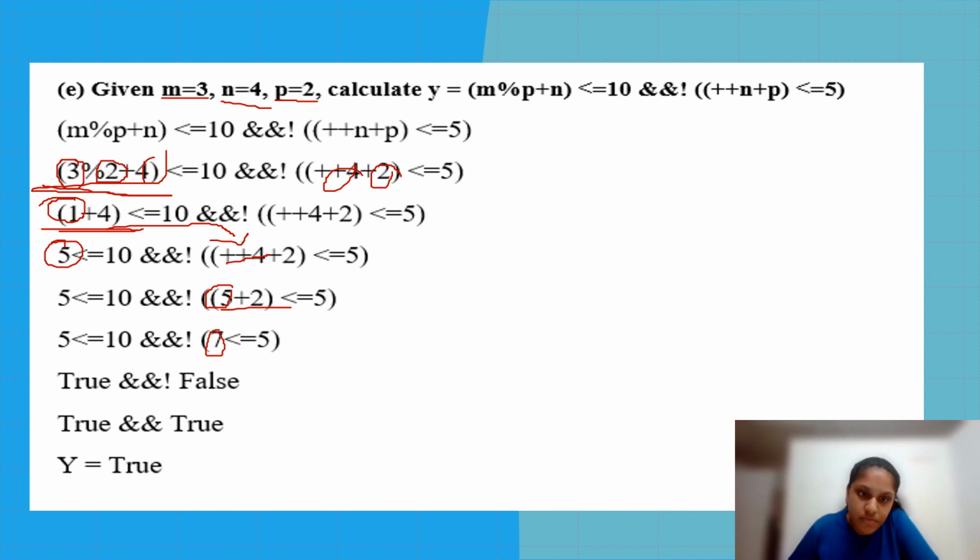So 5 less than or equals to 10 is true, and or false. 7 is less than or equals to 5 is false, which makes true and true. So y equals true. That's all from me. Thank you.